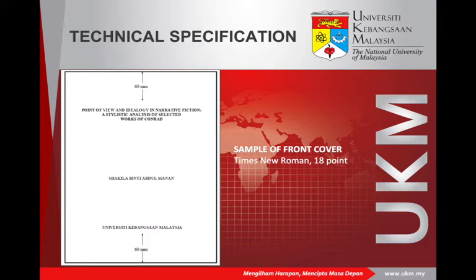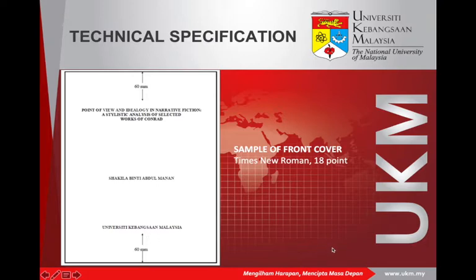Let us look at the technical specification. This is an example of the front cover, the hardbind cover of your thesis, where you write your thesis title on the top, and in the middle you put your name, and at the bottom is the name of your university. So the details should be printed in gold capitals, Times New Roman, 18 points, and the distance from the top edge of the thesis to the thesis title should be 60 millimeters, and from the bottom edge to the university's name should also be 60 millimeters.